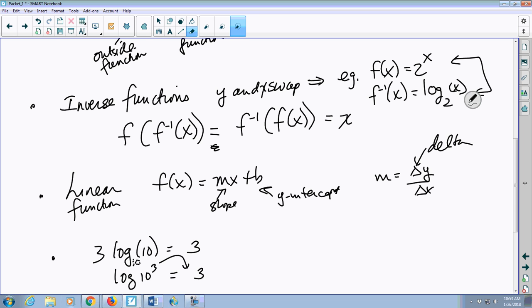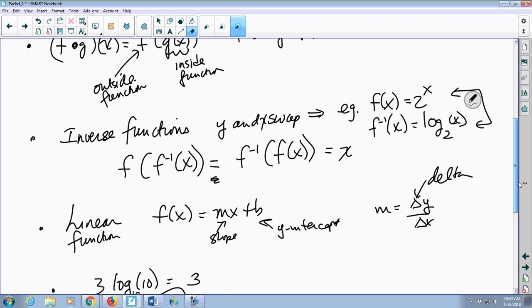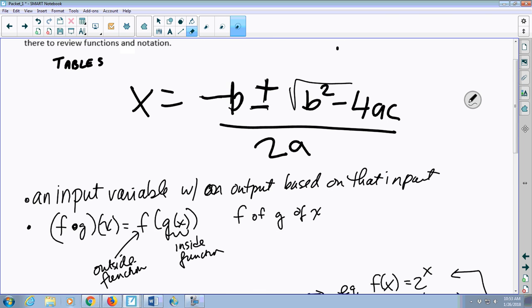Okay. All right, so I'm sure you have more than that on your papers, but as you can see, you have a lot up there with functions, and nobody mentioned the actual definition, although this was pretty close, an input variable with an output based on that input. The definition of a function is that for each input variable, you have one and only one output variable, okay?